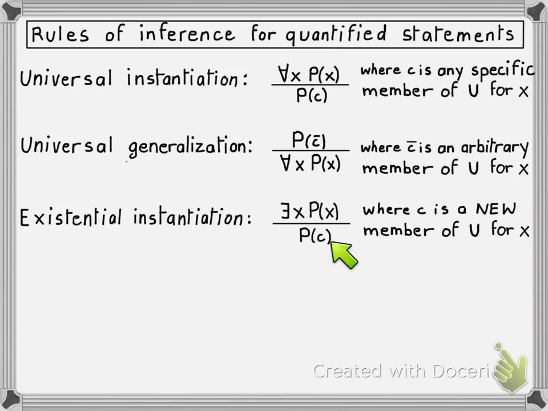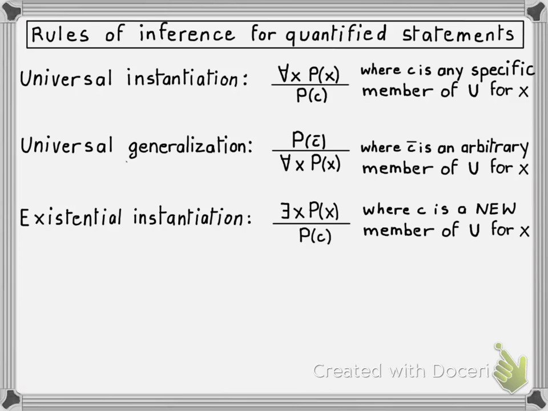The crucial constraint here is that the name c must be chosen such that it's a new name in the proof. In other words, c should have never appeared in the proof up to that point. It's an unknown element of the universe, and it cannot be one of the elements of the universe that you have referred to earlier in the proof. We'll get back to this in a later segment of this lecture.